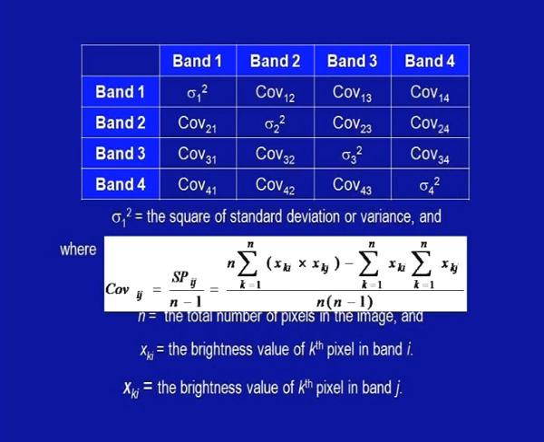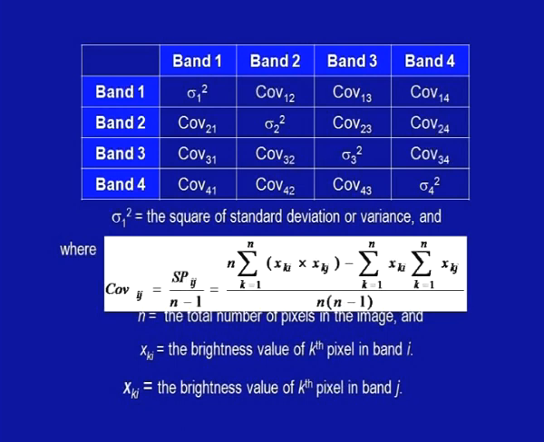This can be represented in the general form, that is, between two variables i and j, the covariance between them can be expressed as the sum of the products between the two variables i and j divided by n minus 1, which can be further expanded and simplified as n times the summation of the cross products of a single value in both the variables i and j, minus the product of the summation of variable i and the summation of variable j, whole divided by n minus 1, where n is the total number of pixels in the image and k i is nothing but the brightness value of the kth pixel in band i, and k j is the brightness value of the kth pixel in band j.